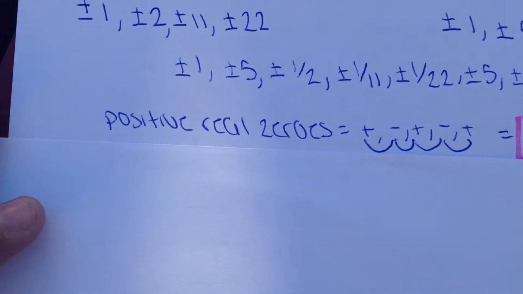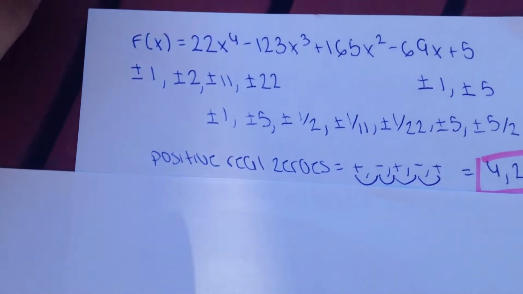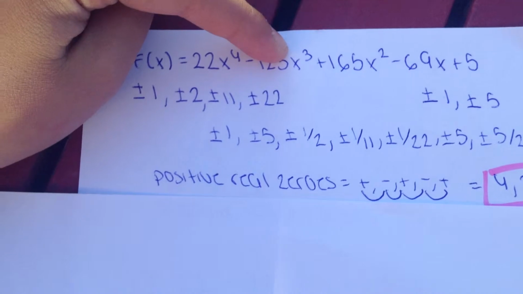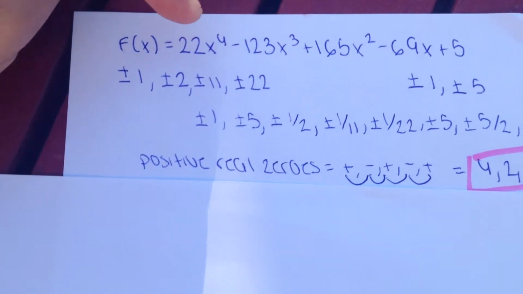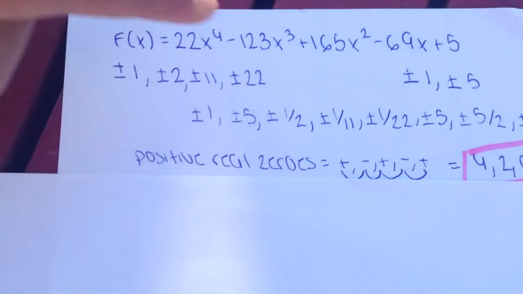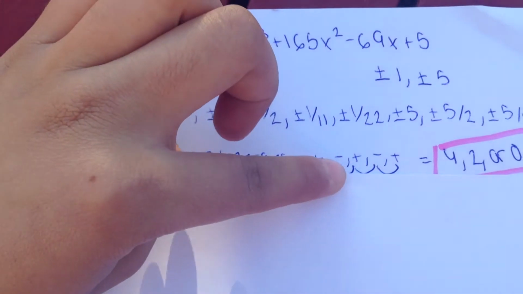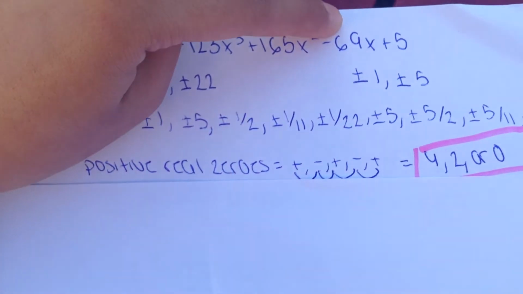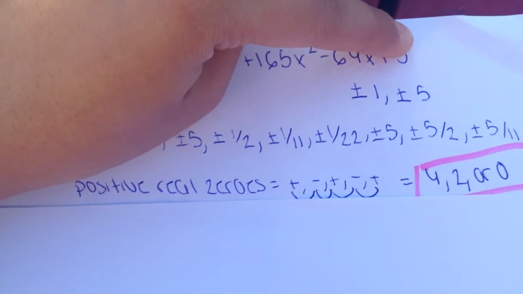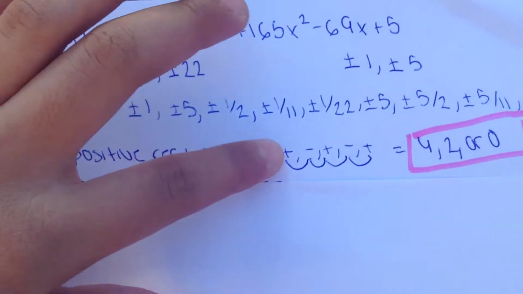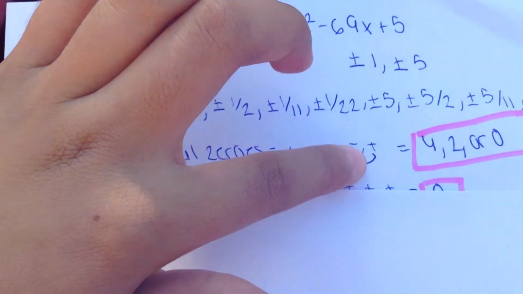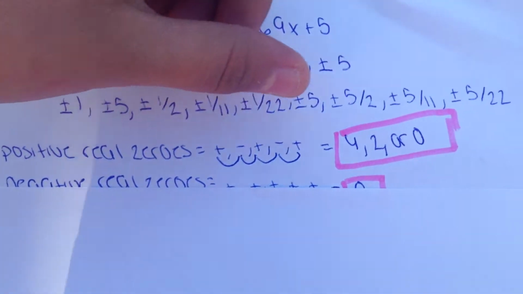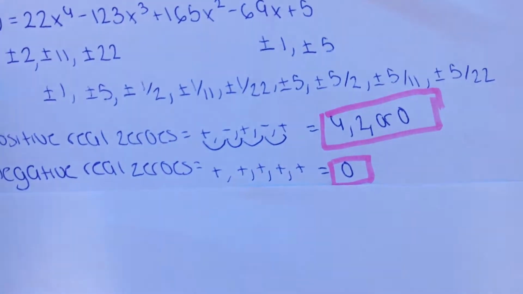To find our positive real zeros, we look at the original equation and check if the numbers are positive or negative. So 22 is positive, negative 123 is negative, 165 is positive, negative 69 is negative, and 5 is positive. So we have 1 change, 2 changes, 3 changes, 4 changes. So our positive real zeros are 4, 2, or 0.